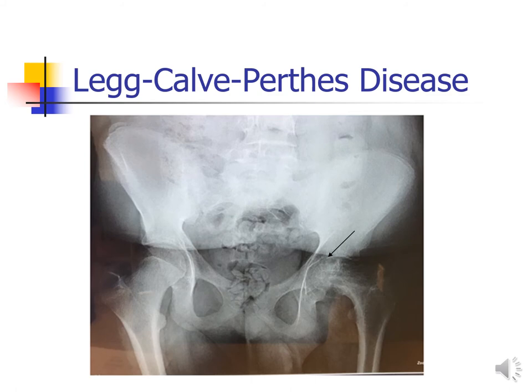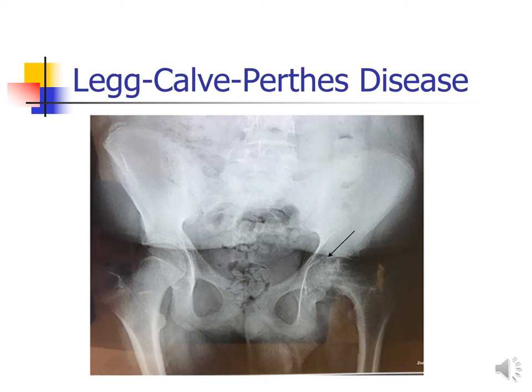If it's advanced enough, though, it may show up on plain films. Radiographs may not pick it up early on, but in this particular case, this is a child that we're dealing with right now who has the condition. If you look at this AP of the pelvis, where I have that dark arrow pointing, that's actually their left hip. This is an individual who had left hip pain of long duration, a few months, where he limped and had some problems with that.